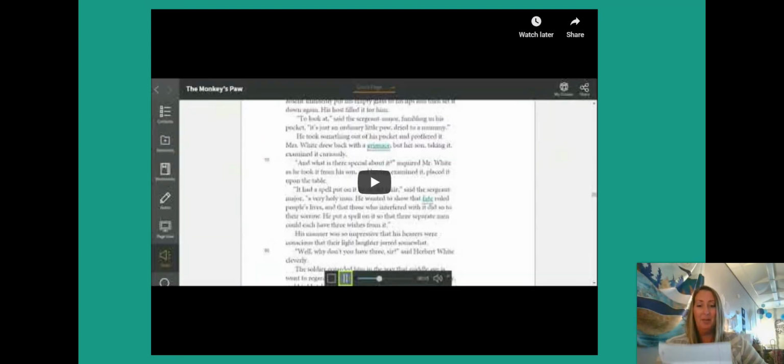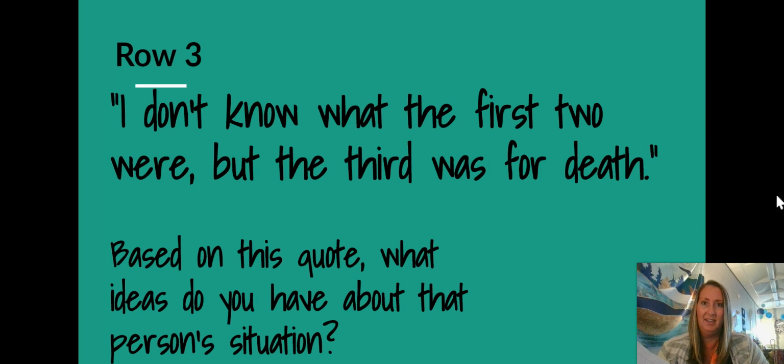Okay, one more stopping point. This is for row 3. So we just really found out kind of a grim detail. This quote says, "I don't know what the first 2 were, but the third was for death." And that was Sergeant Major talking about the last person that had the paw. So the person right before him had 3 wishes that could possibly be granted. He made 2, and then the third one, he wished that he were dead.